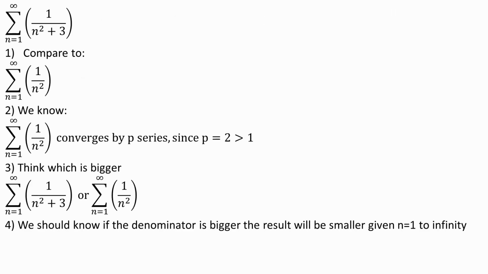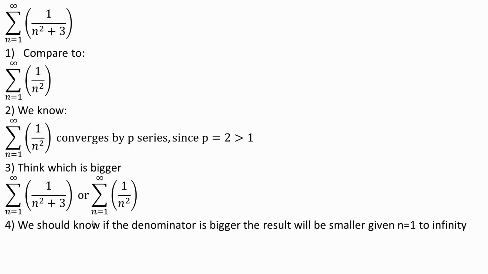So why are we using the comparison test? It's because we do not know the summation of 1 over n squared plus 3. We don't know if it's going to diverge or converge. But we do know what will happen with 1 over n squared, and we know that because of p-series. And we know that this right here will in fact converge because p is equal to 2, which is greater than 1. Now we need to think, which is bigger?